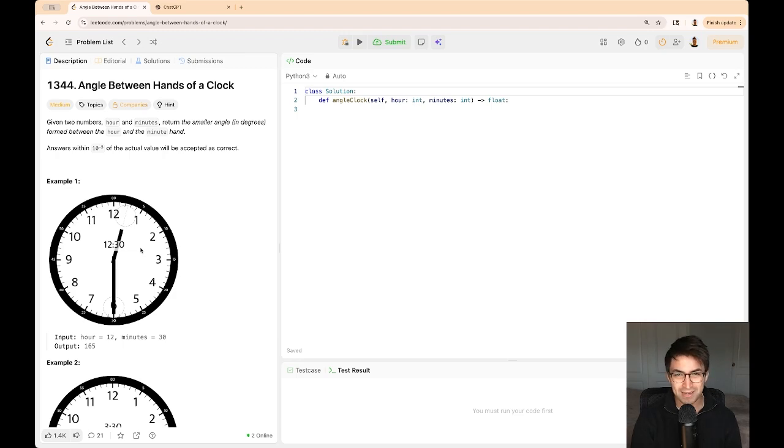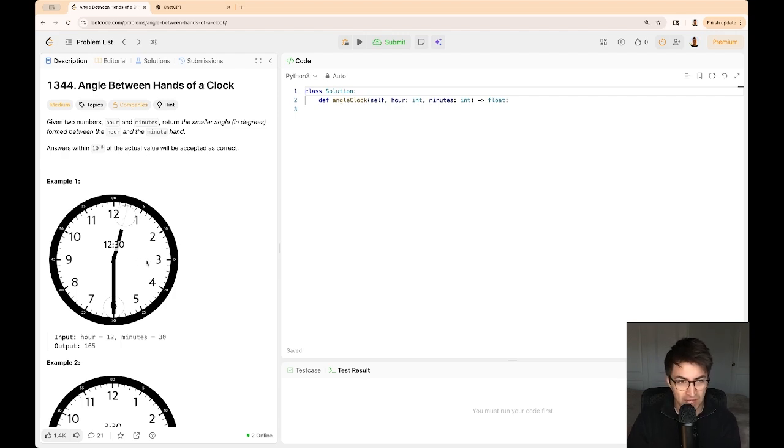Hello everyone, it is January 21st and today I'm going to be working on LeetCode problem 1344, angle between hands of a clock. Given two numbers, hour and minutes, return the smallest angle in degrees formed between the hour and the minute hand. Answers within 10 to the negative fifth power of the actual value will be accepted as correct.